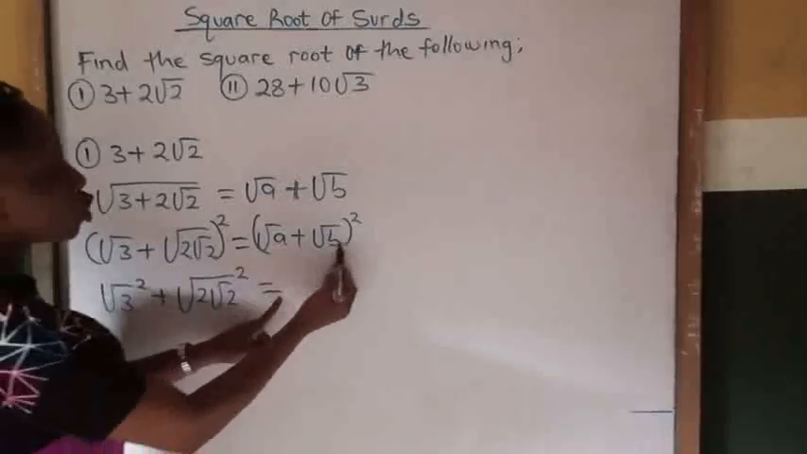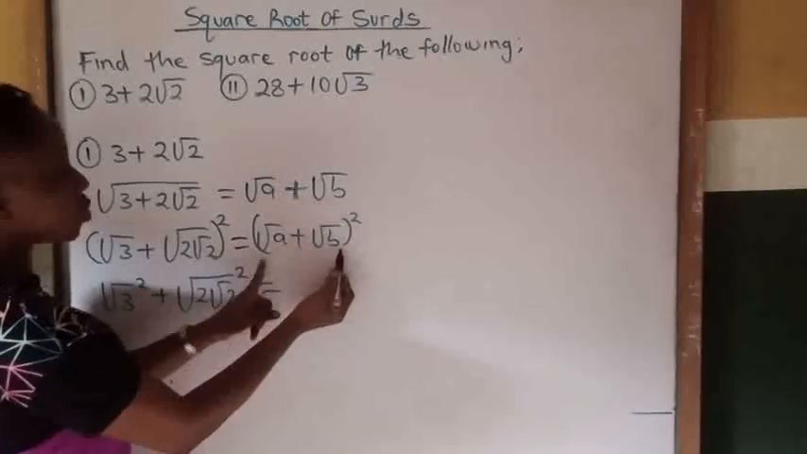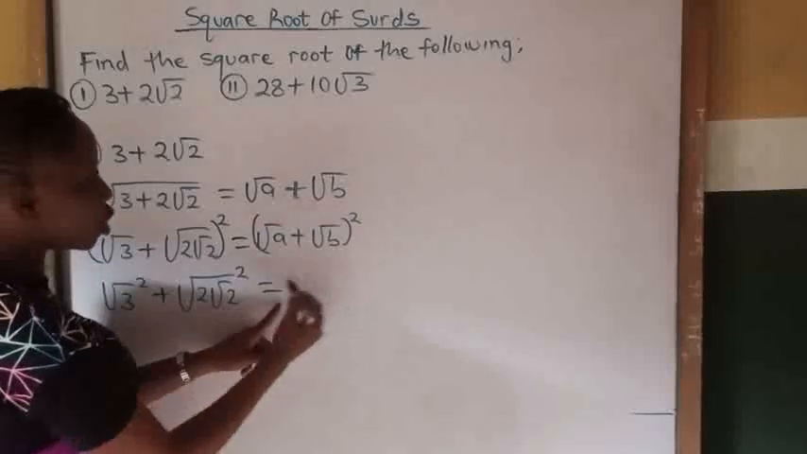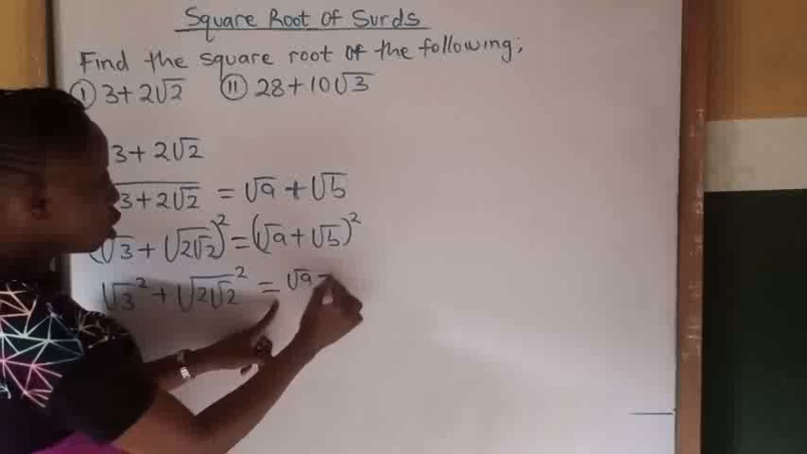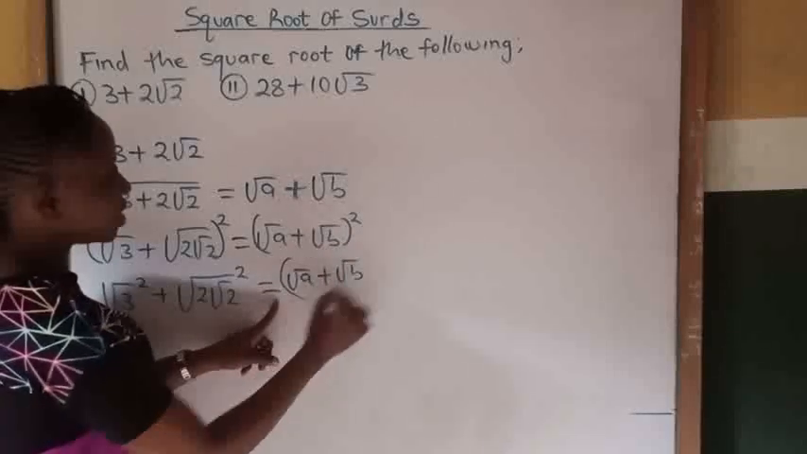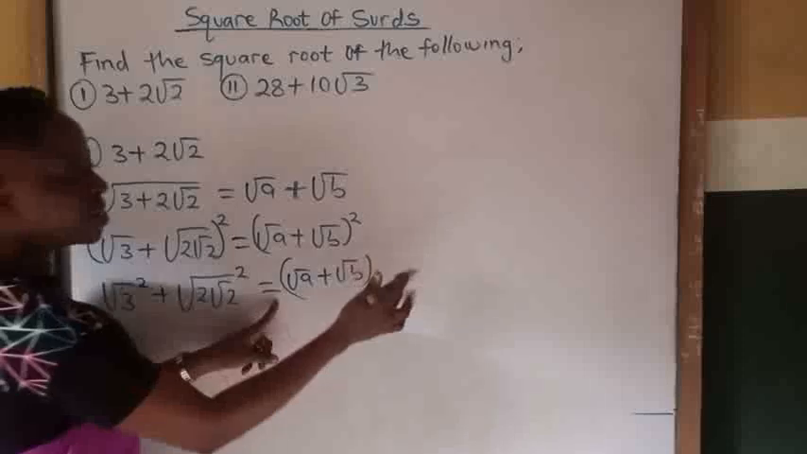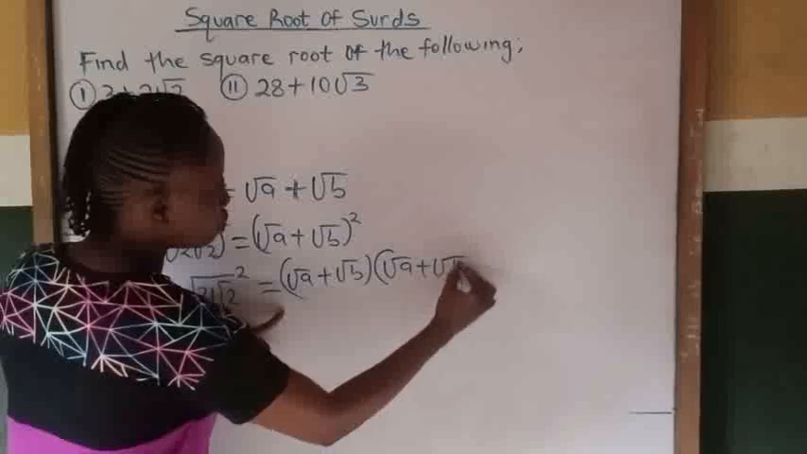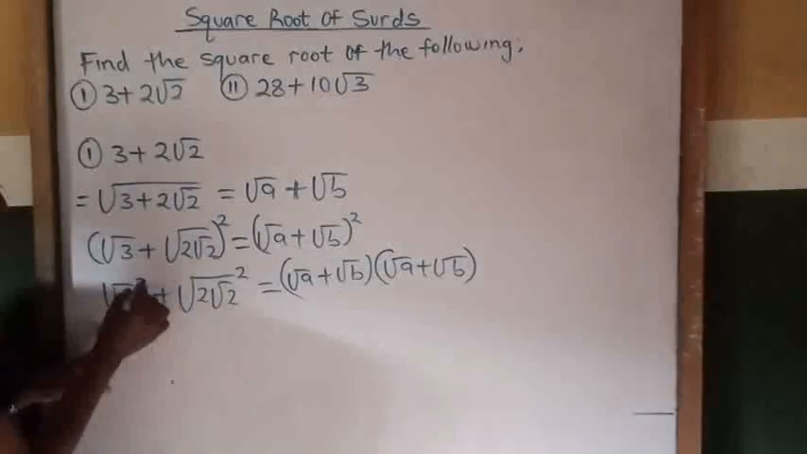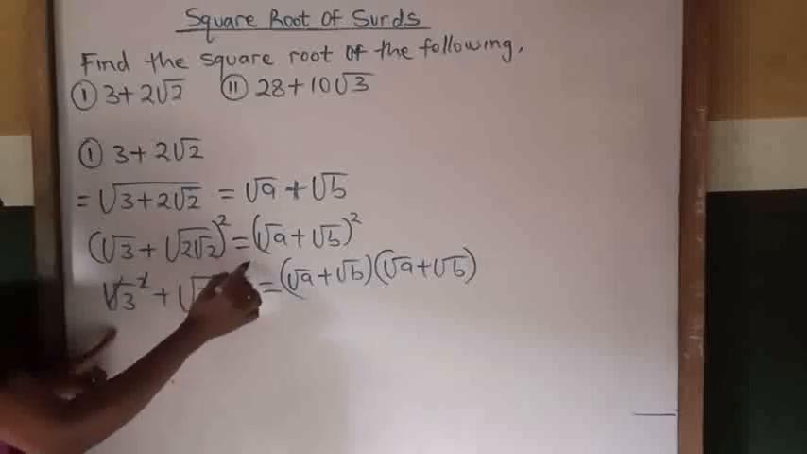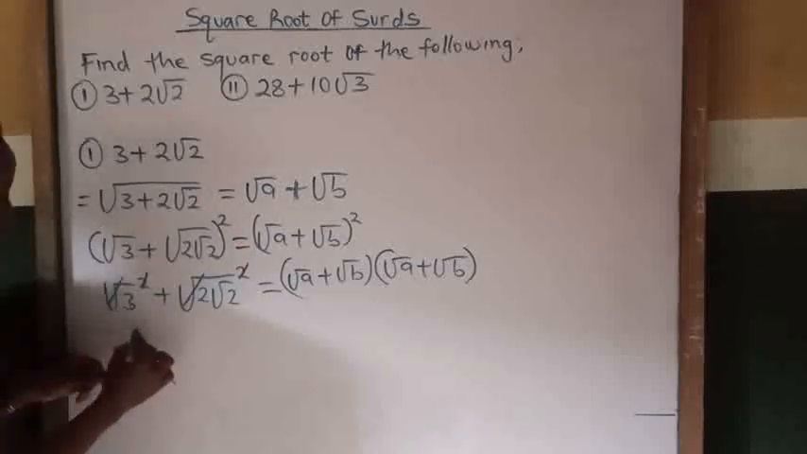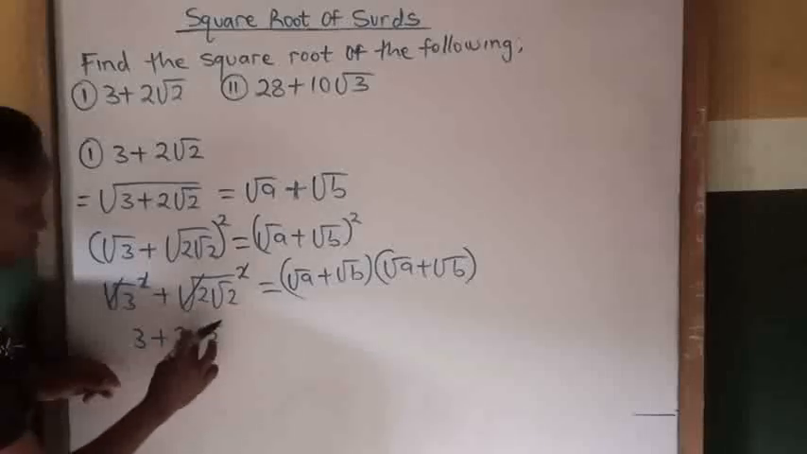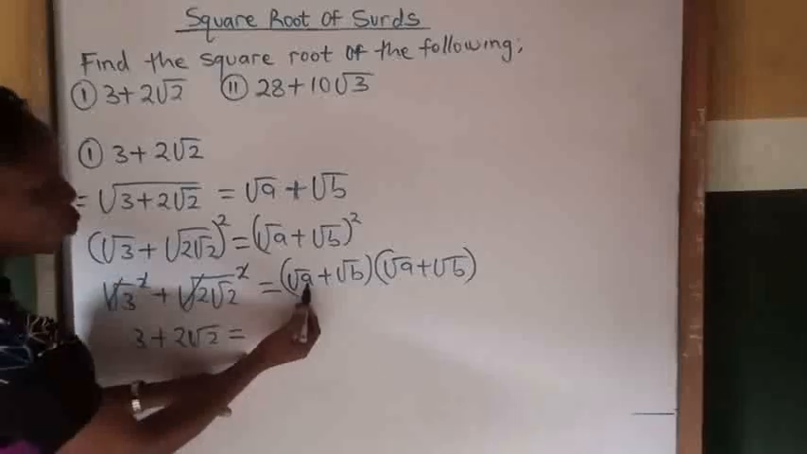Then equal to, so to open this bracket, we are going to use this bracket to multiply another one. That is root A plus root B times root A plus root B. So that is what we have inside the bracket in 2 places. Now these 2 we cancel square root. 2 we cancel square root. So this one will remain 3 plus 2 root 2 equal to, so let's open the bracket.